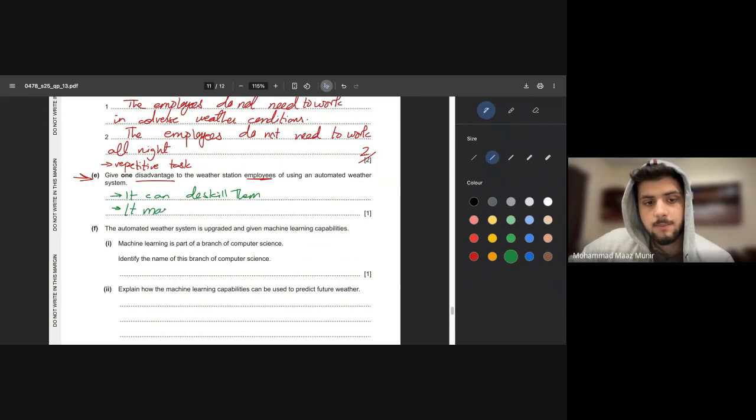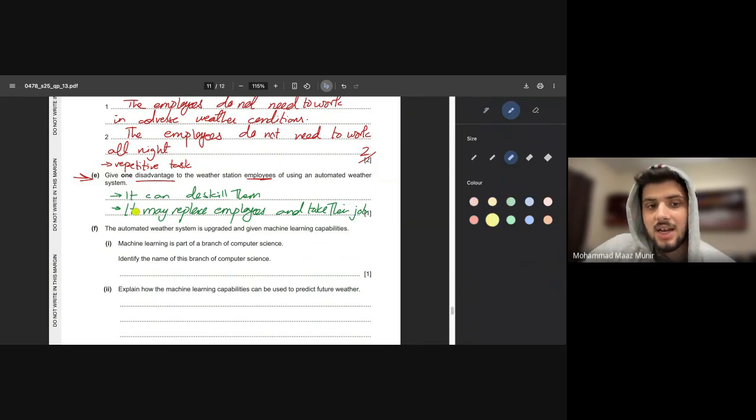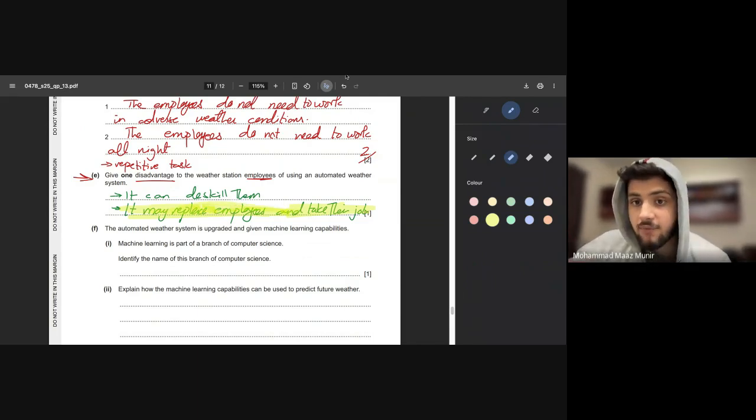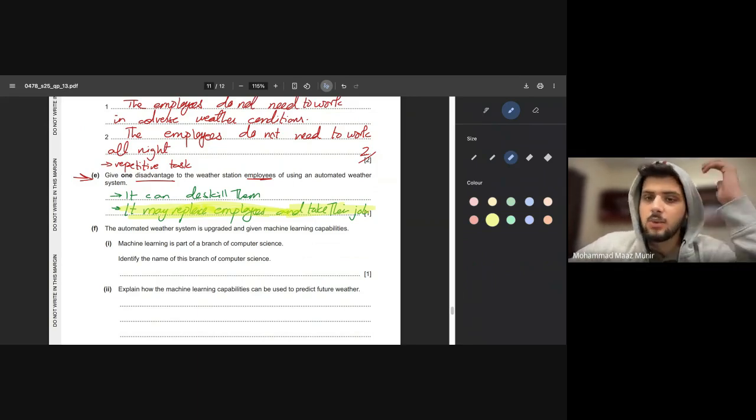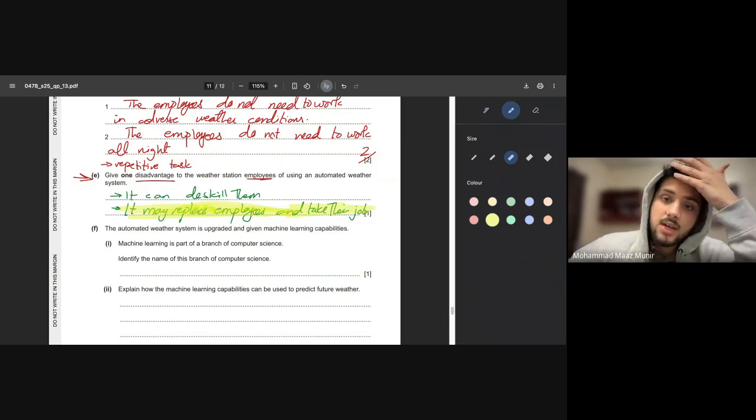It may replace employees and take their job. But rather than writing the small word unemployment, you might see that I've mentioned it in a pretty long way. This is exactly what the examiner expects in the marking scheme, that you explain it in a way where you are fully confident and clear. Even if unemployment is the right word up here, try to be a bit explained. Don't be very general.